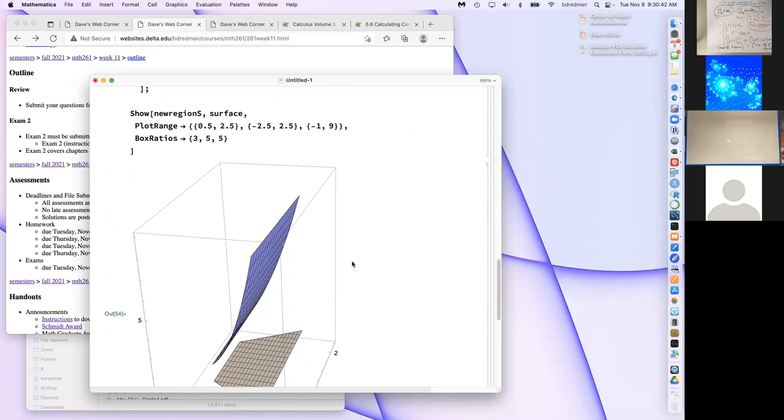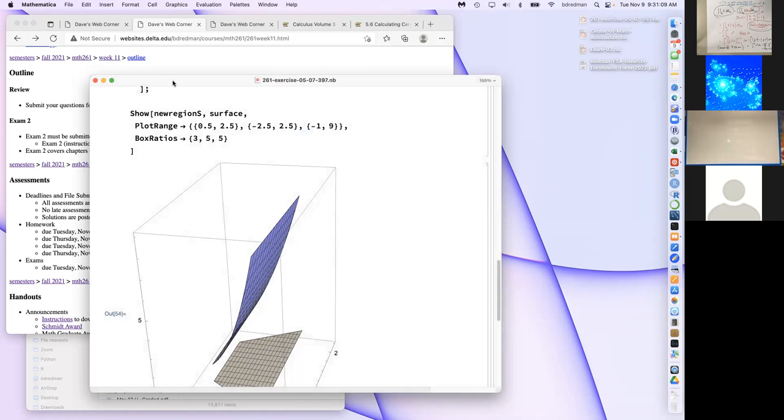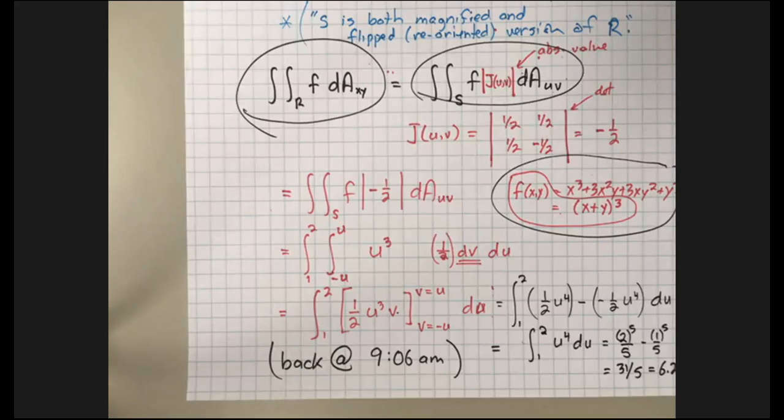Okay, good. So I'm going to save that and put that away. Got it. What should I save it as? 261-exercise-05-07-397. Okay, I'll just leave this on my desktop for the moment and stop sharing.